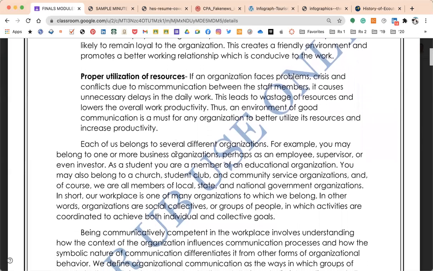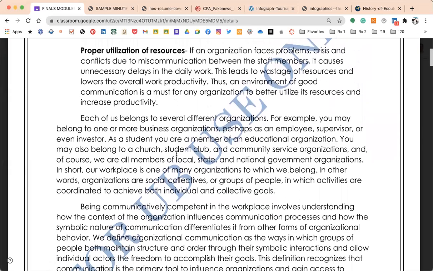Of course, proper utilization of resources. There are times when there are things that don't go our way. Our organizations can face problems, crises, and conflicts due to miscommunication. There are staff members who fight verbally and even physically. And there are times when we cannot control other people's feelings towards us. When this happens, it creates drama and it creates delays in our daily work.